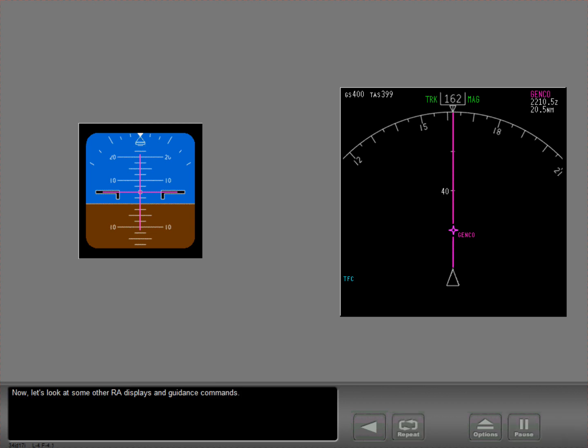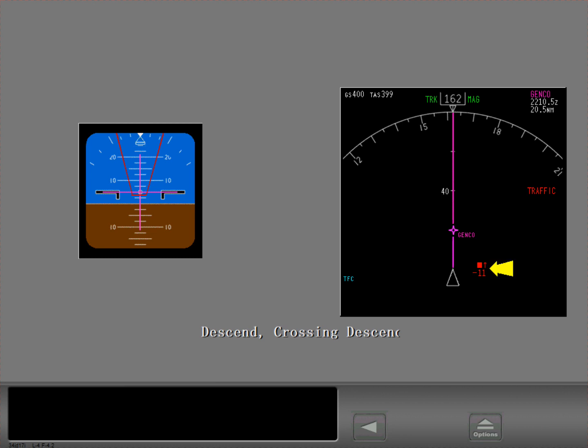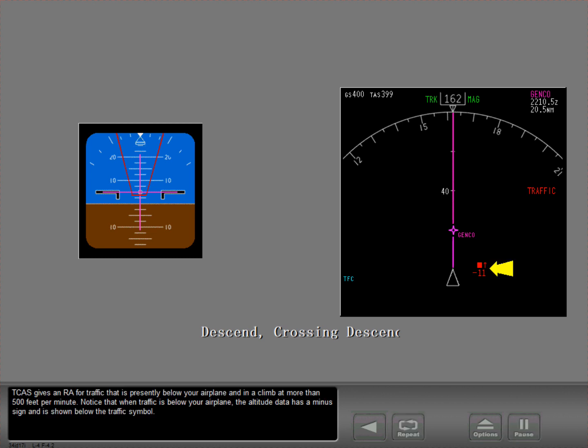Now let's look at some other RA displays and guidance commands. Descend, crossing, descend. Descend, crossing. TCAS gives an RA for traffic that is presently below your airplane and in a climb at more than 500 feet per minute. Notice that when traffic is below your airplane, the altitude data has a minus sign and is shown below the traffic symbol.